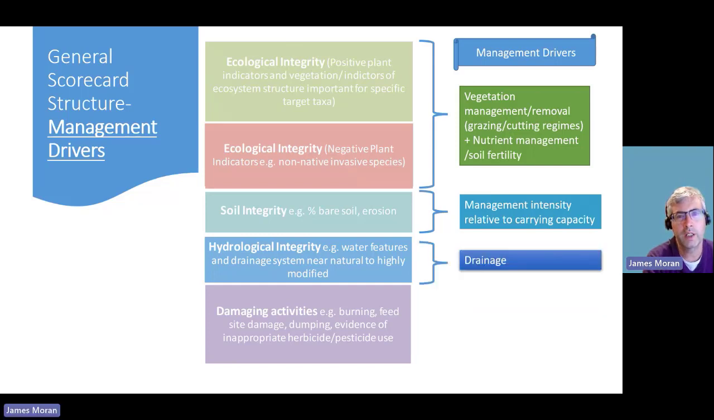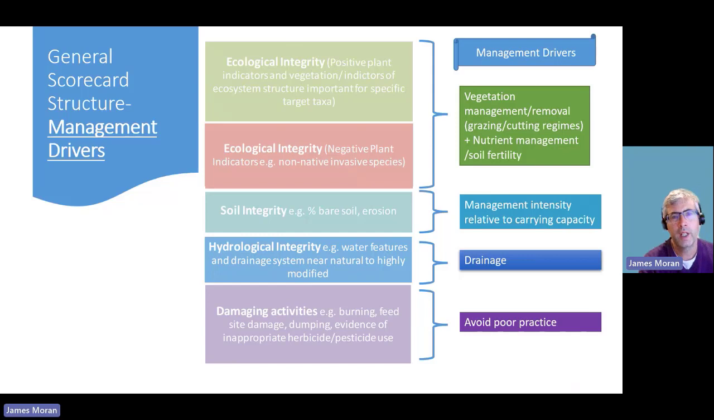In terms of hydrological integrity, the main management factor that drives this is the drainage, past and current drainage characteristics of the land that's being scored. And essentially, damaging activities provide an early warning system to avoid poor practices and highlight the influence this can have negatively on ecosystem condition and the resultant score and payments that a farmer can receive.